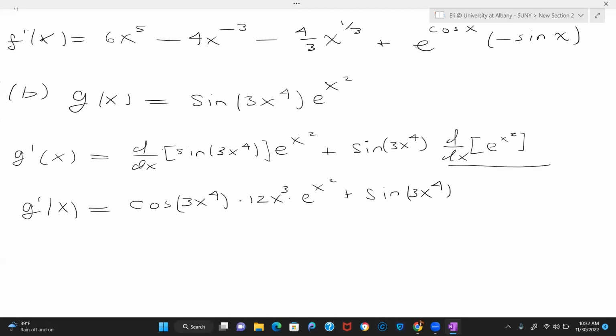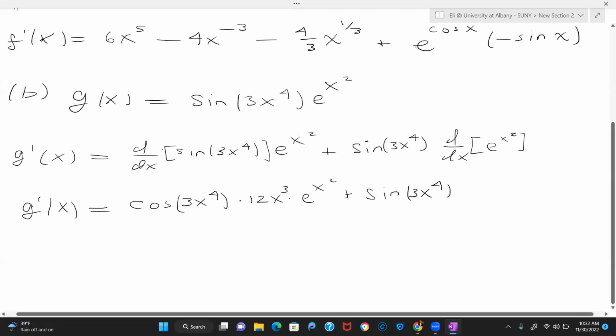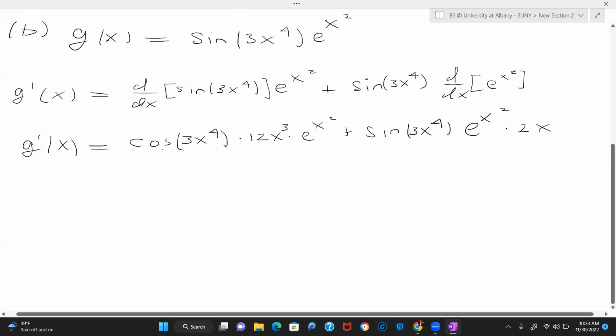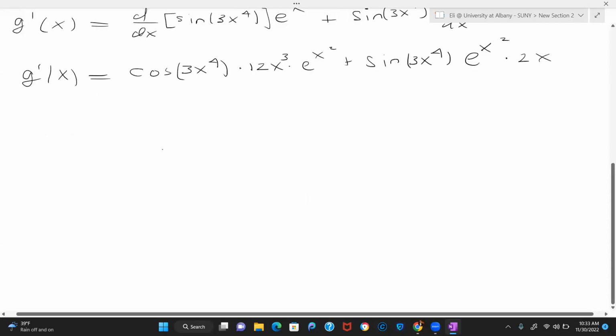Now we'll do this derivative here. The derivative of e, sorry, our outside function is e to the x, so the derivative of that is just e to the x, evaluated at the inside function x squared, times the derivative of the inside function, which is 2x. So that's all I'm looking for. You don't have to write it any differently than that. You don't need to simplify or anything like that.